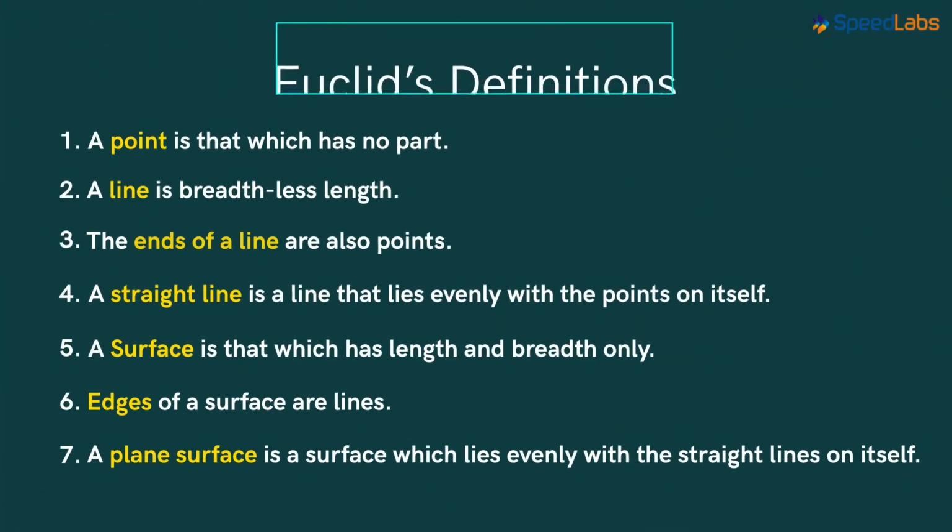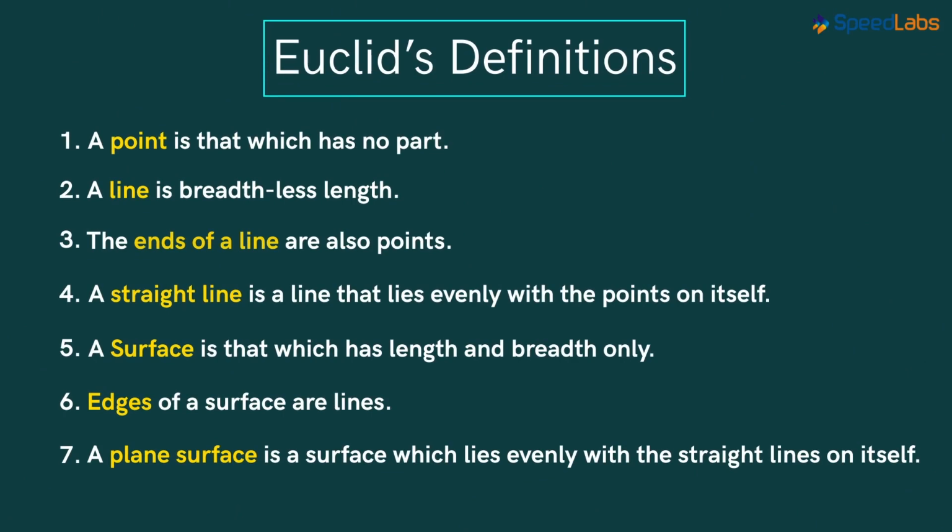If you look at all the 7 definitions, you will notice that these are the basic definitions that will form the base of our geometry. Yet, these terms are defined using terms like breadth, length, part, etc., which have to be explained as well. And to explain terms like breadth and length, we will have to use some more fundamental terms. This chain of explaining terms goes on and on.